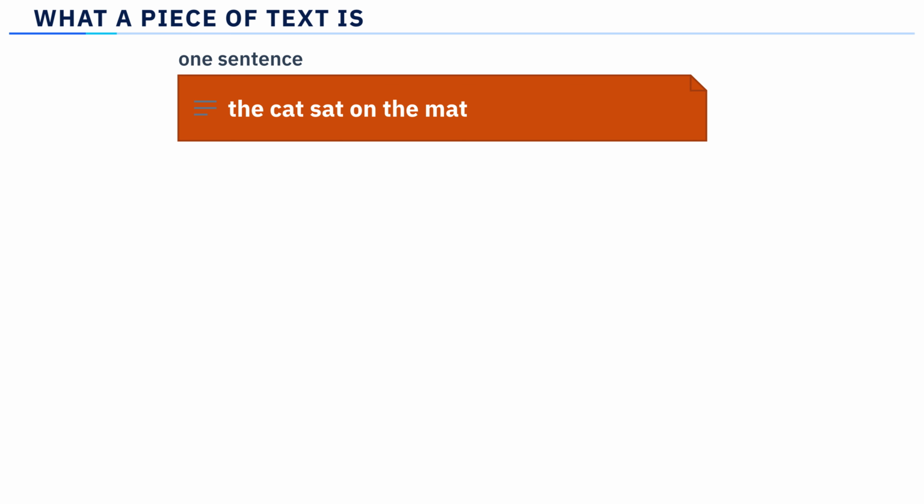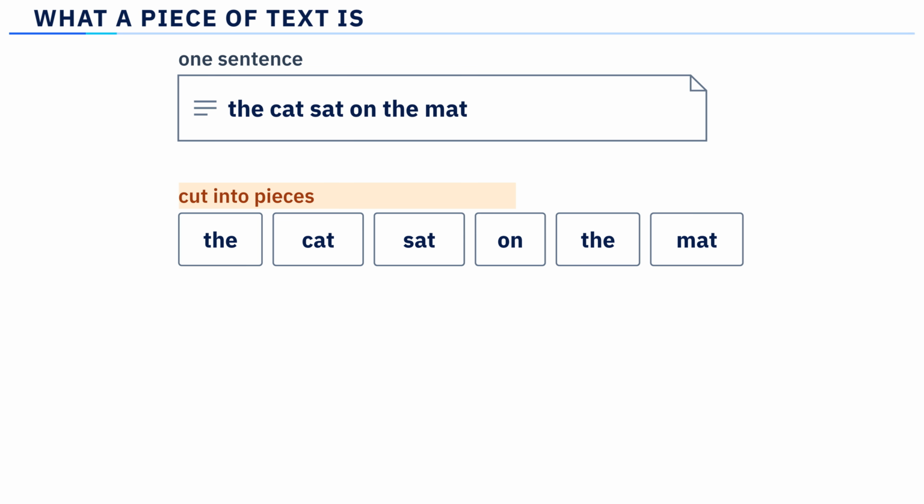Start with one sentence. The cat sat on the mat. Before anything else happens, the text is cut into pieces. The model never works on the sentence as one lump. The word that is one piece. And the word mat is one piece. Follow that one. It comes back on every picture in this video. In English, an everyday word is usually one piece. These pieces have a proper name. They are called tokens. We will just call them pieces.